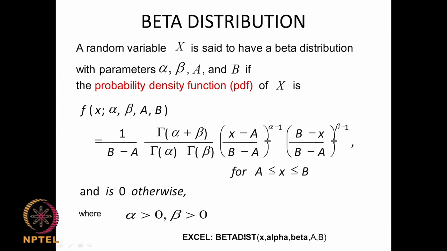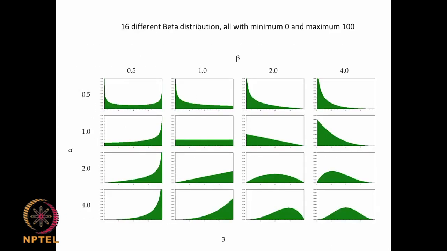Of course, Excel also has a BETA.DIST function, as you can see: BETA.DIST x, alpha, beta, a, b. These are the four parameters. It calculates and lets you know the probability density function. What do I say? Beta distribution is very important. We can get different types of shapes of graphs using different values of alpha and beta. That's the main advantage, especially if you are a modeling and simulation person, and if you want to generate different types of graphs, then this particular function is very useful.